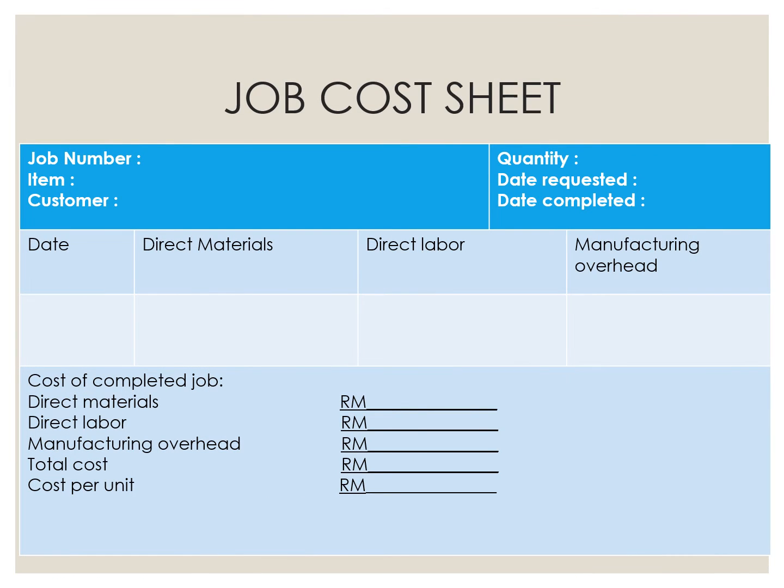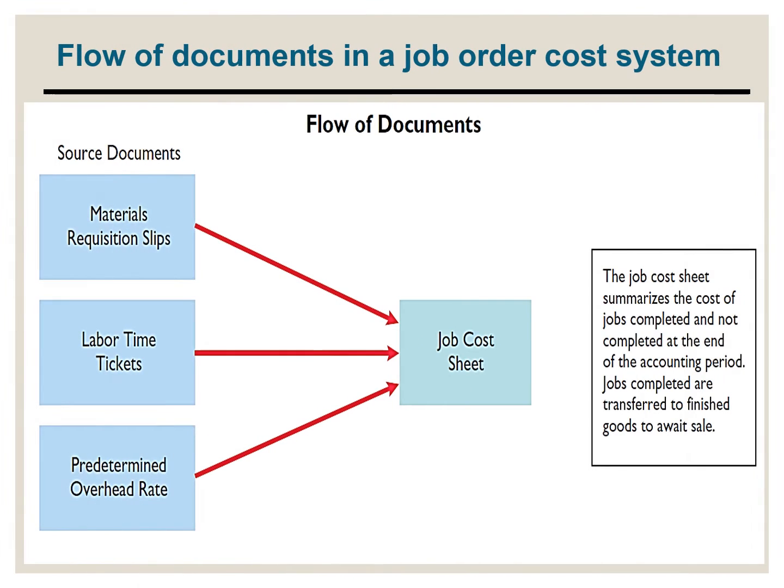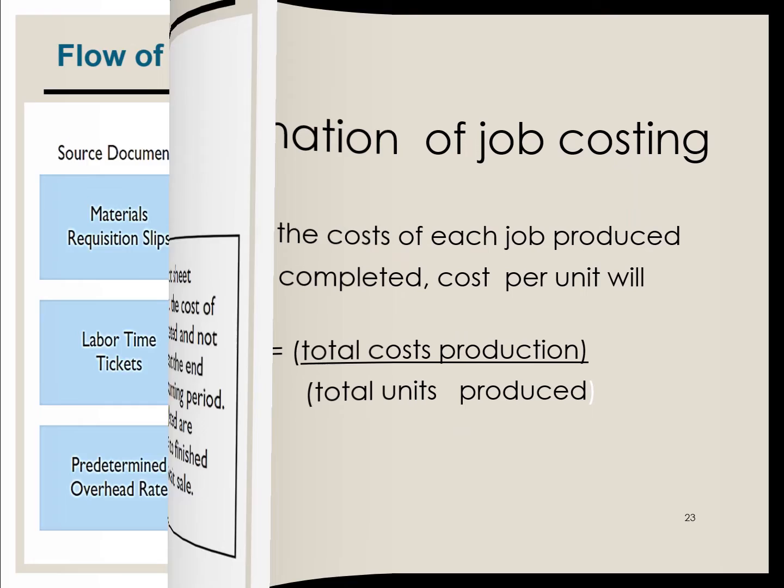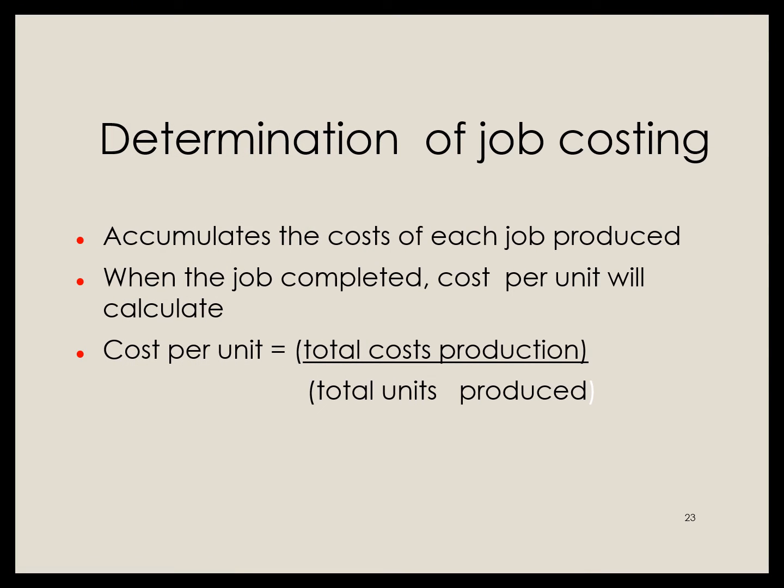Illustration of job cost sheet. Illustration, flow of documents in a job order cost system. Determination of job costing. Accumulate the costs of each job produced. When the job is completed, cost per unit will be calculated. Cost per unit equals total production costs divided by total units produced.